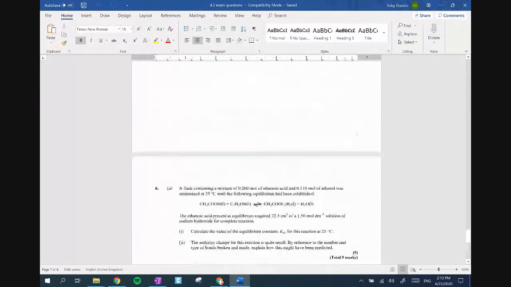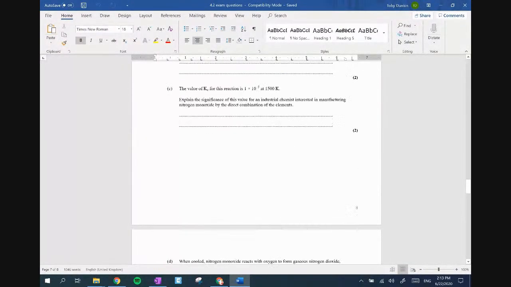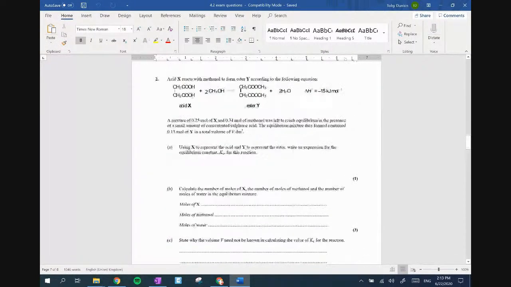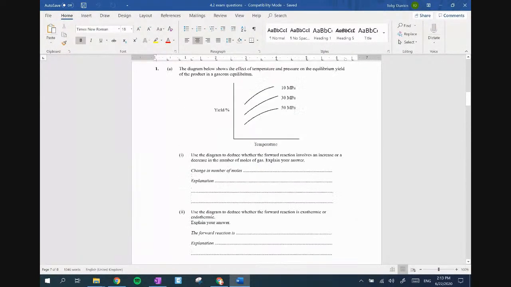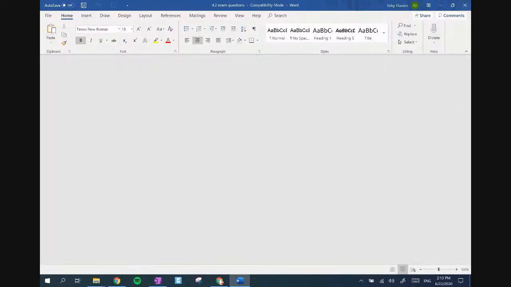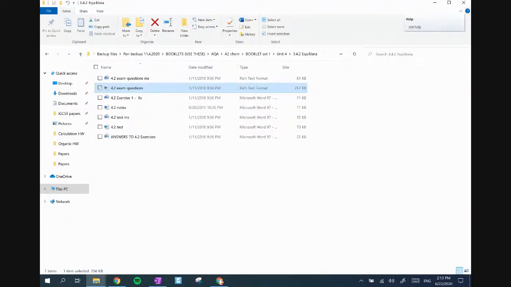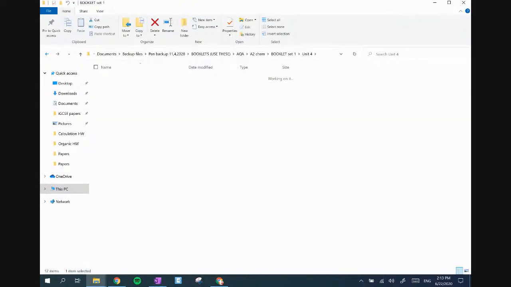Oh, it's not there either. It's not a very long booklet, is it? That's a bit frustrating. I don't know where it's come from. It will have come from another booklet that I've got somewhere. Not that it matters.